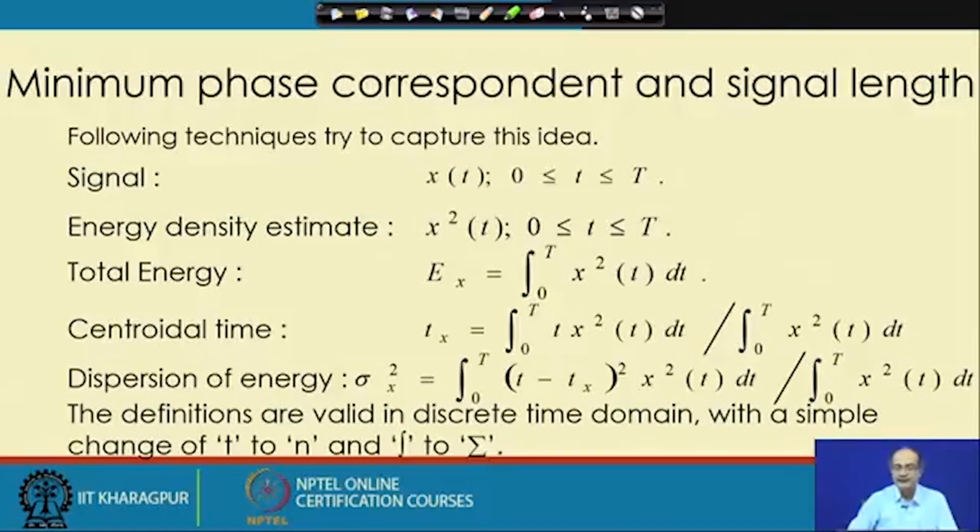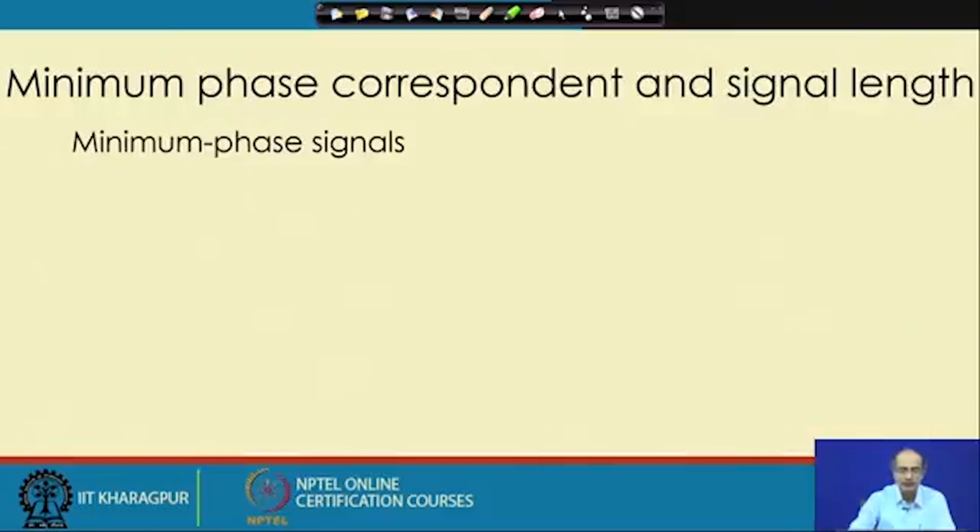and this definition is also valid in the discrete domain. The only change we have to make is that the t variable is replaced by the index variable n, and the integration is replaced by the summation operator. Otherwise, the concept remains intact. So now, let us see how we can proceed.